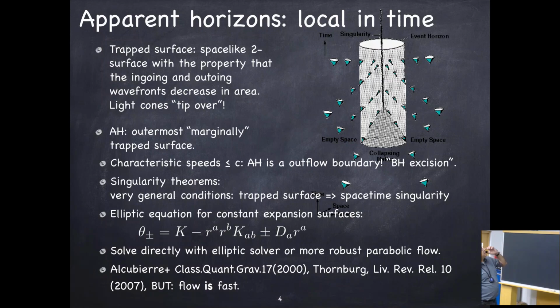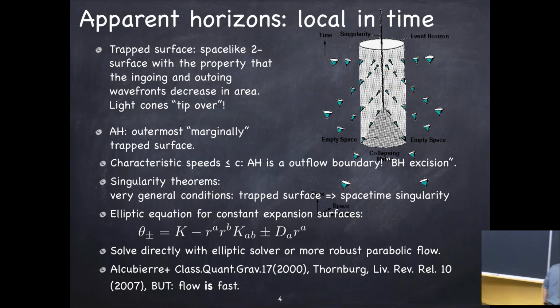So the idea is the following. Well, what's a trapped surface? It's a space-like two-surface with the property that the ingoing and outgoing wavefronts decrease in area. So light cones tip over. Like this is a space-time diagram, maybe not a very good one. Black on black, it's hard to see. But time goes up, space goes this way. This is the event horizon, and so now you have light cones. Under the force of gravity, they tip over, and when they have completely tipped over, all the information is flowing inside. All right. So this is the apparent horizon.